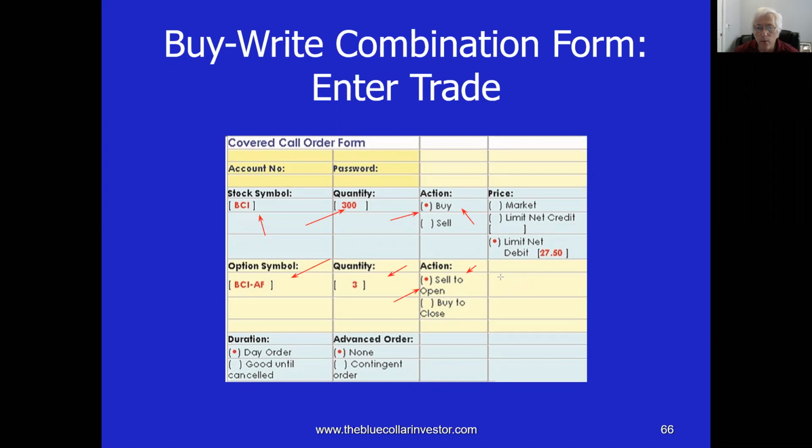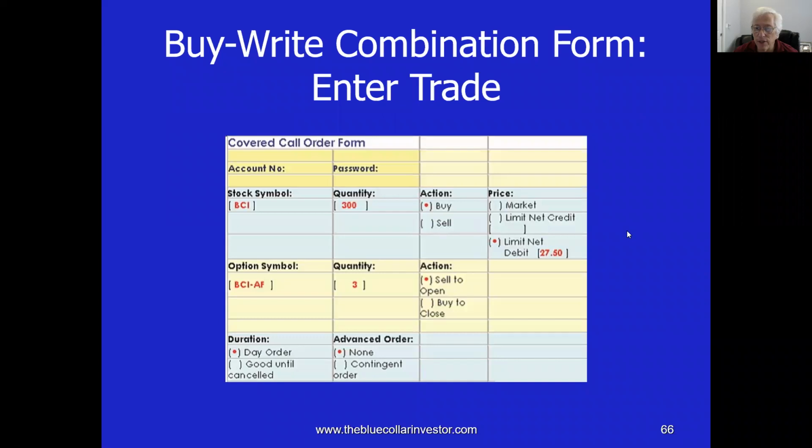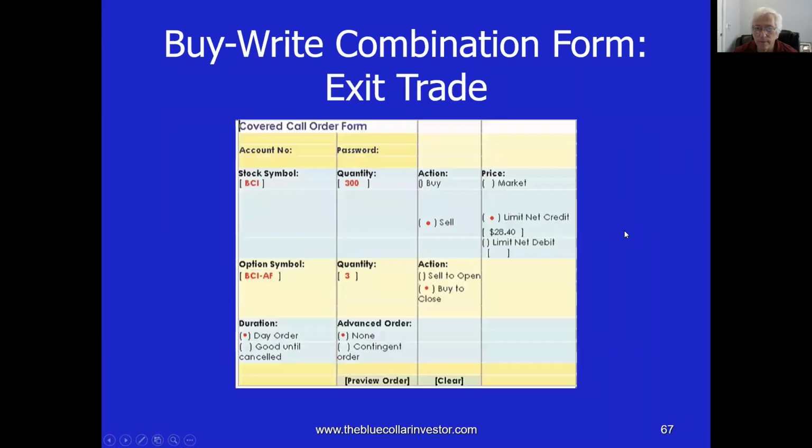And now we tell them what the combined purchase price versus option premium we want it to be. In this case, $27.50. So any combination of stock price and option premium, the most we're willing to spend is $27.50. If the broker can execute it for a lower price, that would be great. But we're establishing the parameter of $27.50 or lower.